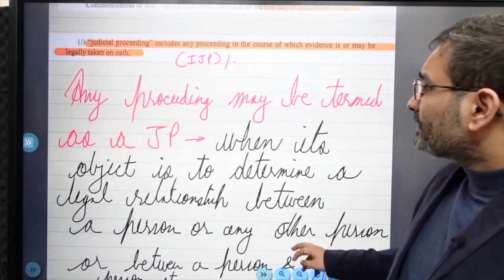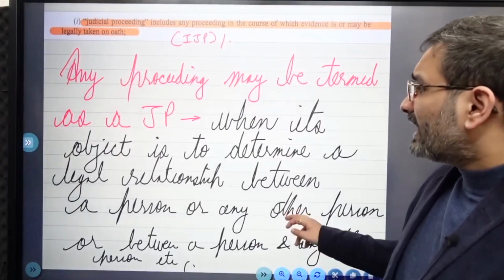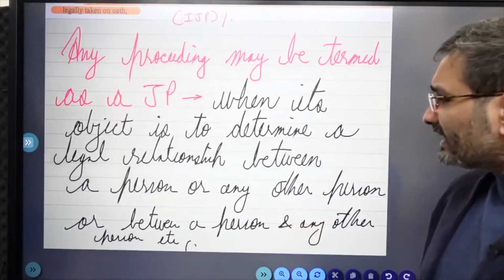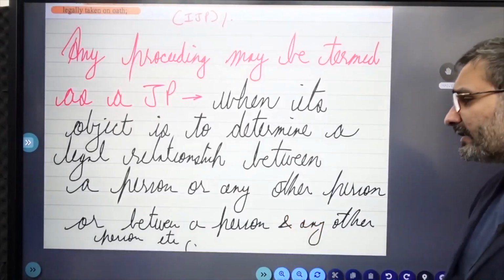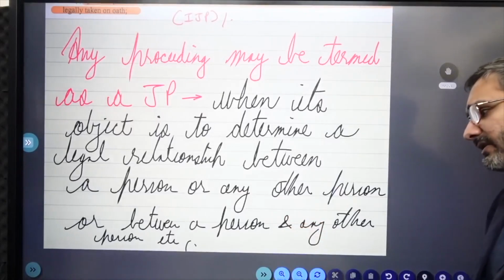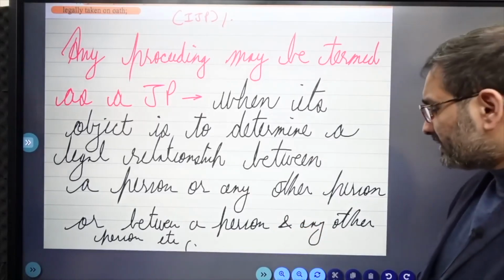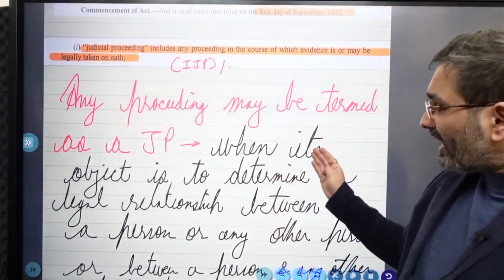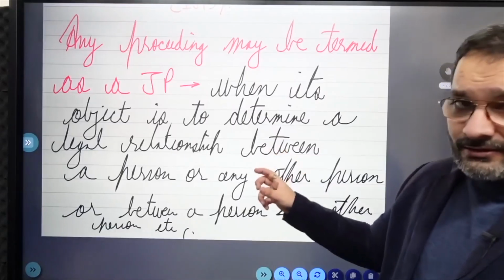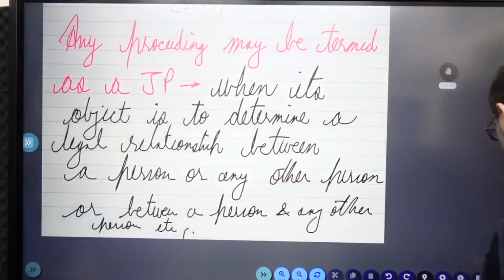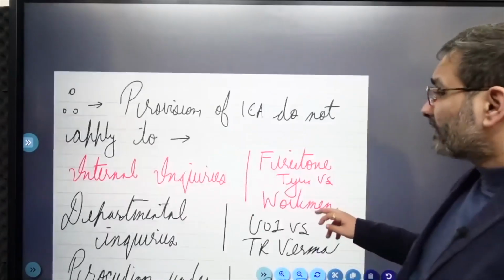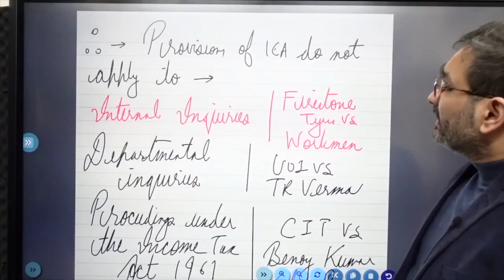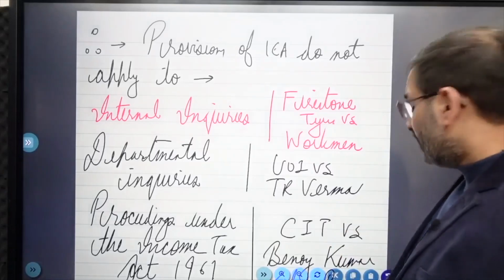अच्छा. Any proceeding may be termed as a judicial proceeding when its object is to determine a legal relationship between a person or any other person or between a person and any other person. तो यहाँ पे आप काम कर रहे हैं. यहाँ पे object is to determine a legal relationship and where evidence is being taken. Therefore, provisions of Indian Evidence Act do not apply to.